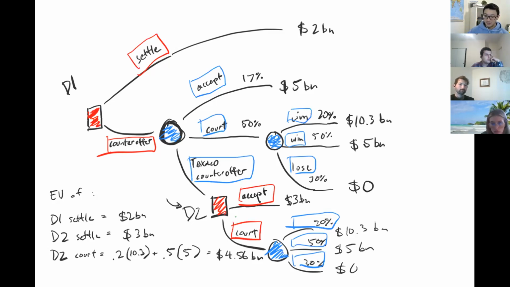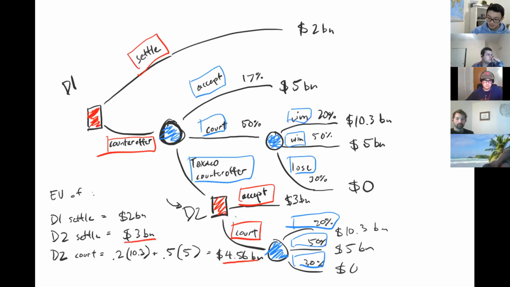Go to court. We go to court, exactly. And that's because this value is greater than this value. So you will choose to go this way instead of going the other way.